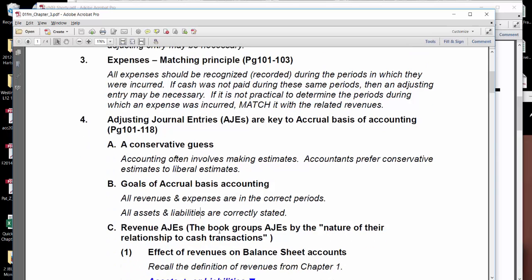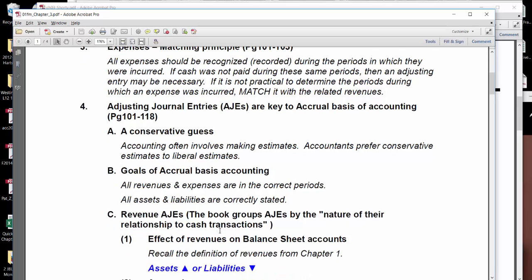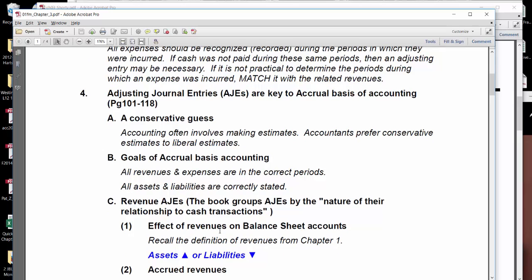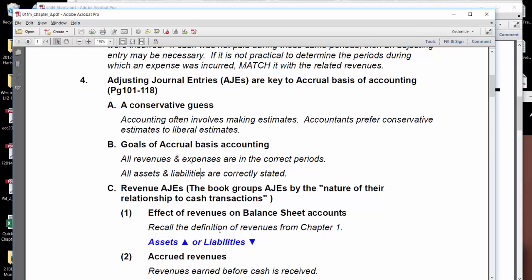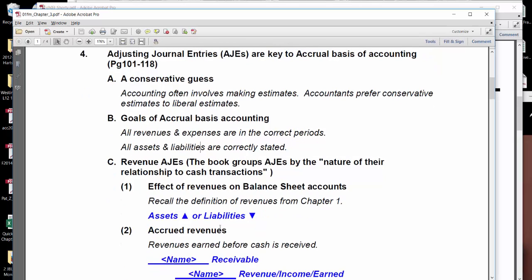So first of all, whenever we have revenue, revenues are going to either increase assets or decrease liabilities. We have 2 kinds of adjusting entries dealing with revenue. The first one is called accrued revenue adjustment. Accrued revenue is a situation where we have earned the revenue but we haven't yet received the cash. So in that case, we'll debit an account called something or another receivable, for example accounts receivable or interest receivable, and credit a revenue account.